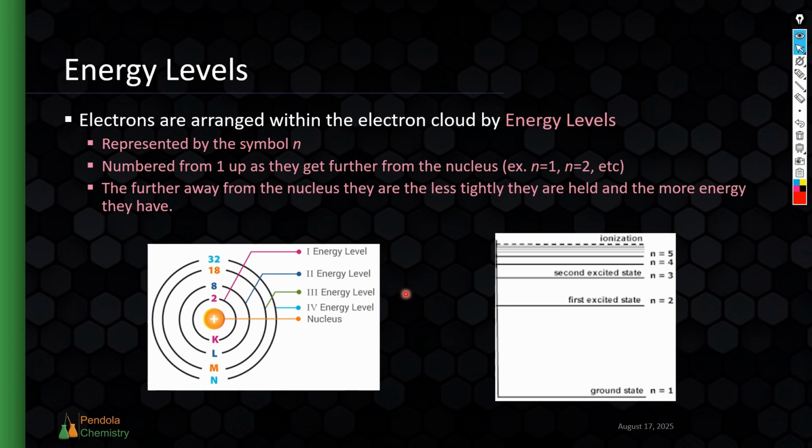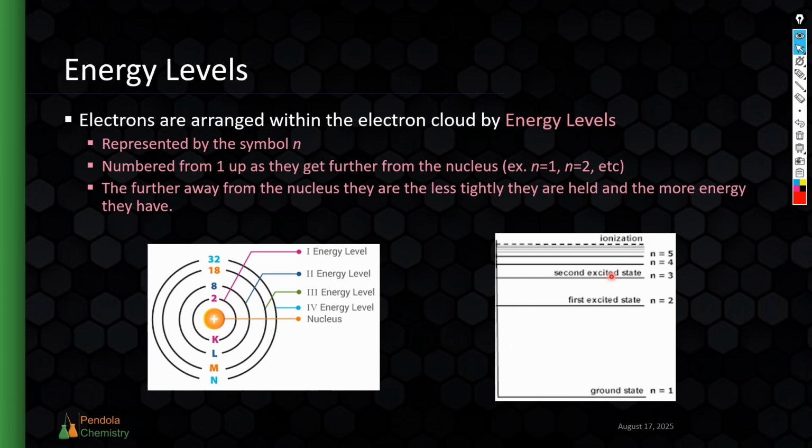Their number goes from 1 until, realistically speaking, there is no end, but practically speaking, only up to energy level 7 and 8. But they're numbered from the nucleus. That means that if this is the nucleus, the first energy level out from that nucleus is energy level 1. The second energy level from there is energy level 2. Third energy level from there is energy level 3, so on and so forth.